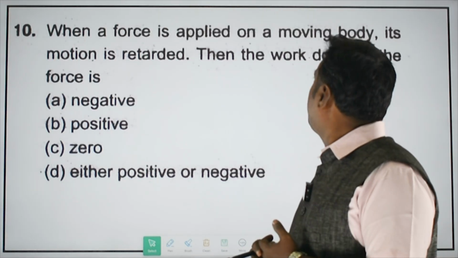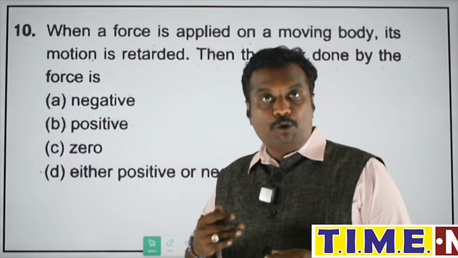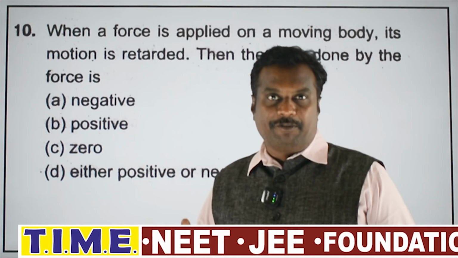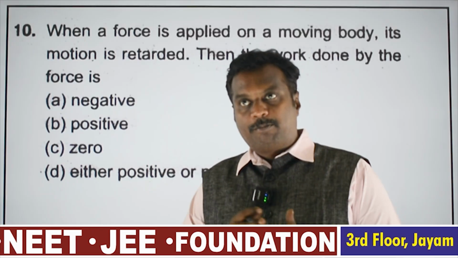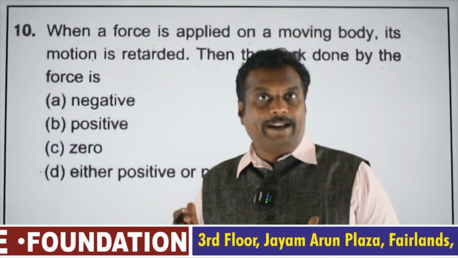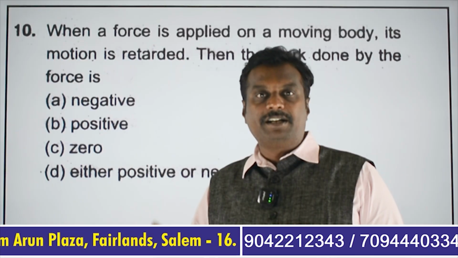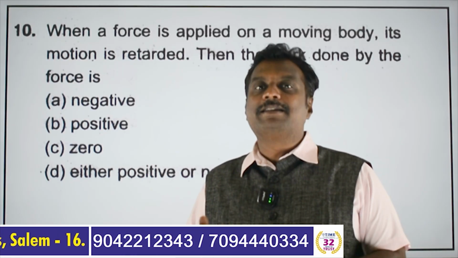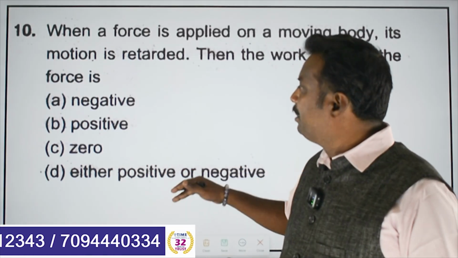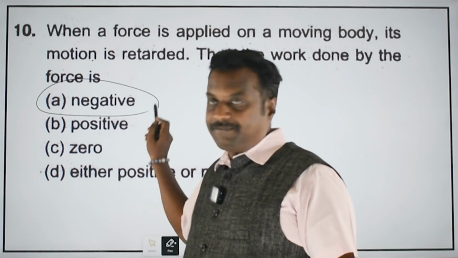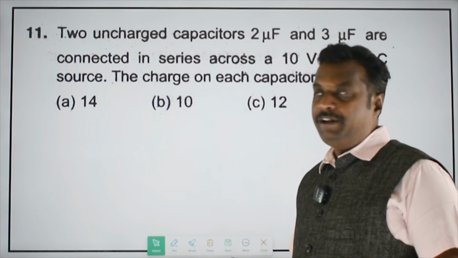When a force is applied on a moving body, its motion is retarded. Now, the work done by the force, the applied force, என்னவா இருக்கும்? So, பாடியோட டிஸ்பிளேஸ்மெண்ட் குறையுது, retarded அப்படின்னா, accelerated அப்படின்னா velocity is increasing அர்த்தம். It is retarded அப்படின்னா the velocity is decreasing அர்த்தம். So, then the work done by the body is negative, right? So, this will be our right choice. Okay. Let's go to the next question.